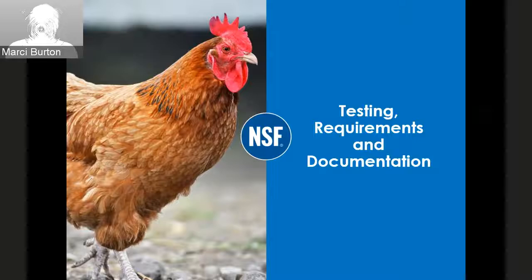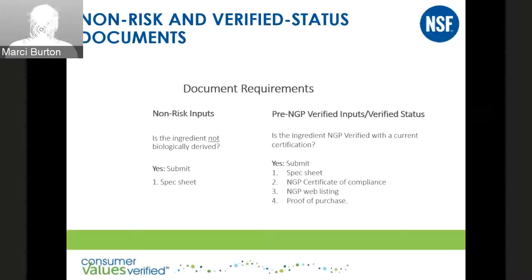So what's really required to demonstrate compliance for these ingredients? For non-risk ingredients for the non-GMO project verification, the only thing you need to submit is a specification sheet that has an ingredient declaration. And this is to confirm that that ingredient really is non-risk. There are no high-risk sub-ingredients.